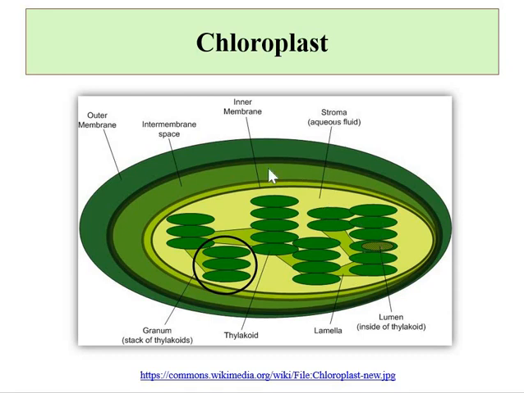Okay, so this is the main structure. You have to remember the thylakoid, the stroma, and the granum. You have to learn only three things: thylakoid, the smallest unit, then together they form granum. And these thylakoids and grana are present in the stroma.